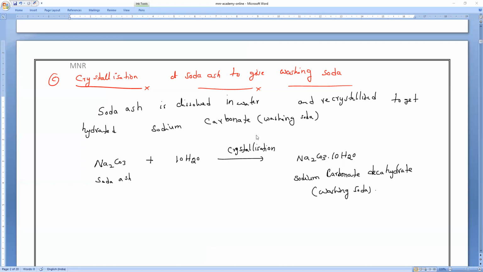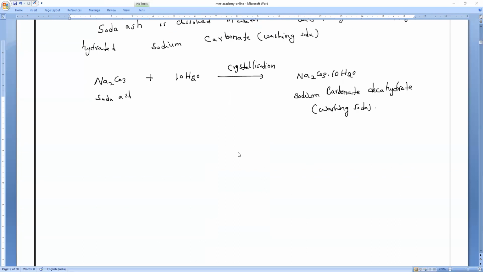Completed? Everybody? Now, if you know anyone like a washerman, definitely they will be having this washing soda. You can check it. This washing soda, they will never expose to the atmosphere. What is the reason? We'll discuss it. All of you keep a heading: properties of washing soda.